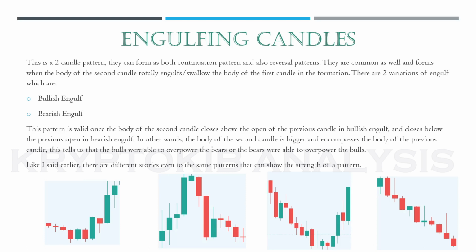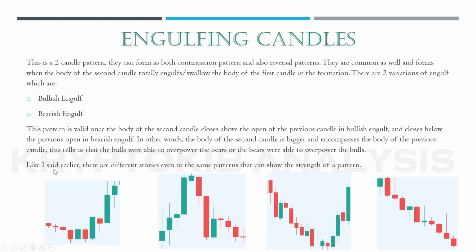There are 2 variations of engulfing candles, which are bullish engulf and bearish engulf. Because we have these 2 variations, we have another pattern called the outside bar, which people can interpret also as a bullish engulf. It can also be a bullish engulf, yes, but an outside bar does not necessarily have to be a bullish engulf. We will go into that in detail when we are on the chart.